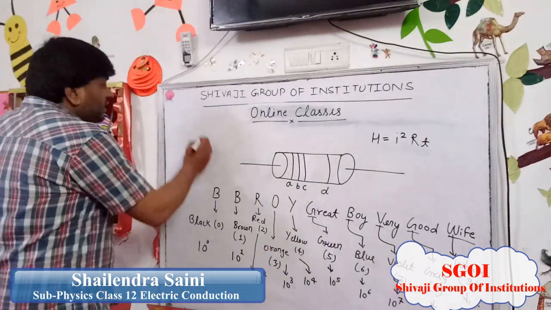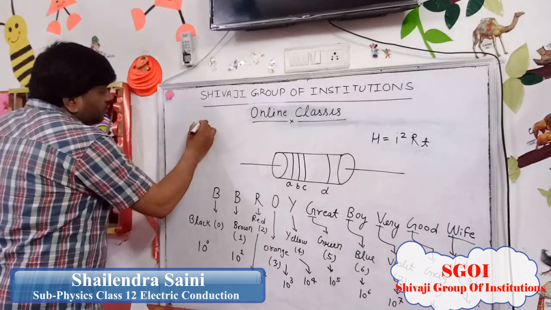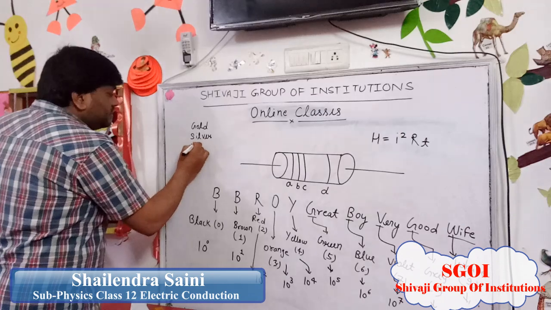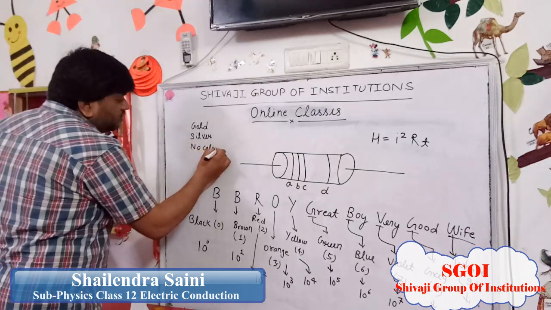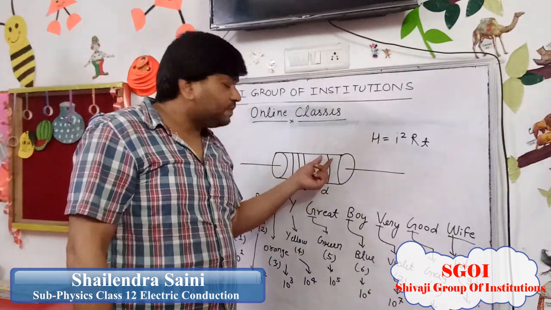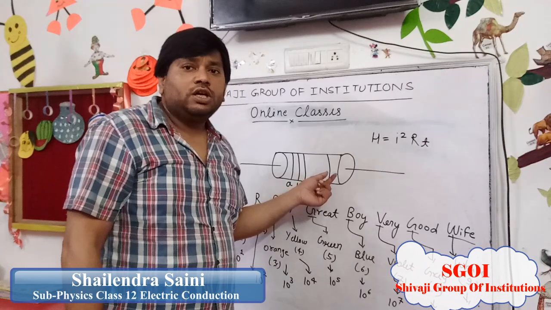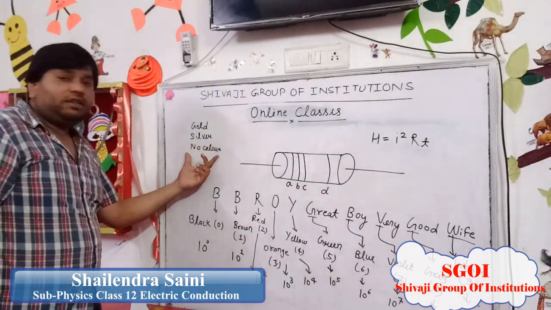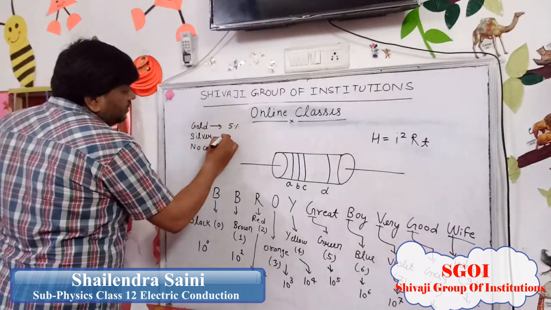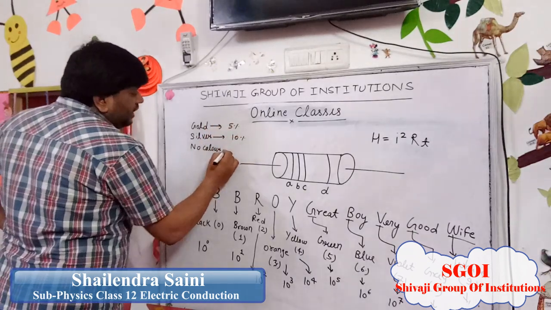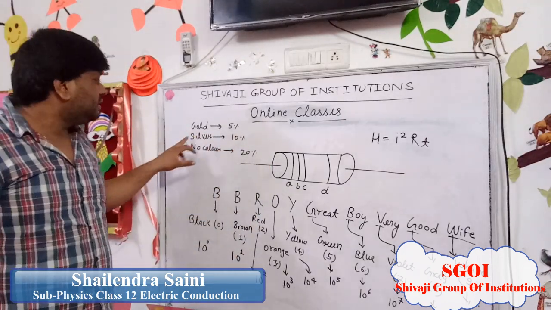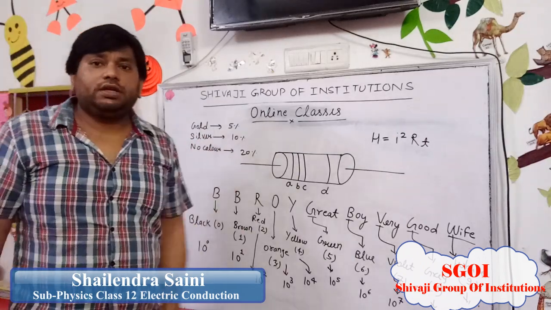Here we have 3 choices, 3 colors. First is gold, second one is silver and last one is no color. What does no color mean? It means maybe there is absence of this 4th band, the tolerance band. So for that we are writing here no color. For gold the tolerance limit is 5%, for silver it is 10%, and for no color it is 20%. Okay, gold 5%, silver 10%, for no color it is 20%.